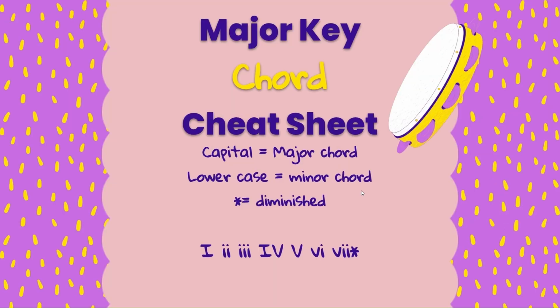Here's a cheat sheet of all the Roman numerals for all the chords in a major key. Capital letters means it's a major chord, sounds happier. Lowercase letters mean a minor chord, sounds kind of sad. And an asterisk is for a diminished chord, which is like extra dissonant. So you have the major 1, minor 2, minor 3, major 4, major 5, minor 6, and diminished 7th chords.